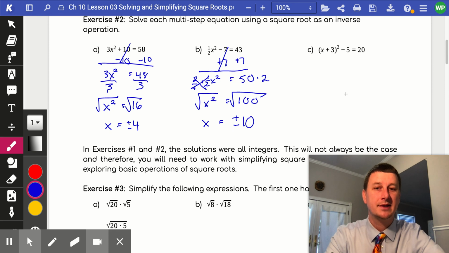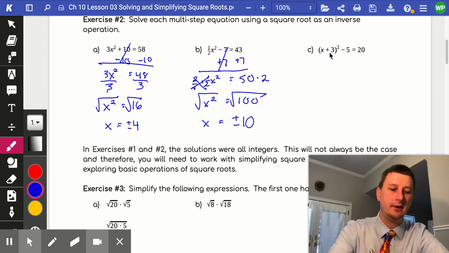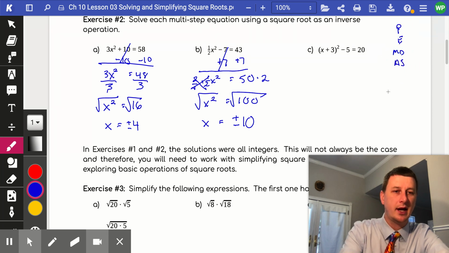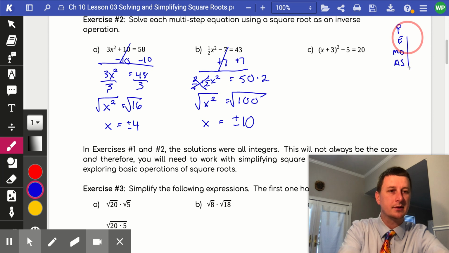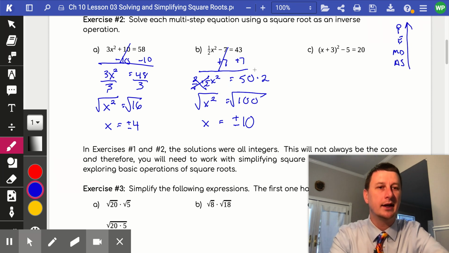Now, part C is a little bit different because now we have parentheses also. So if you're thinking about your order of operations where you have parentheses, exponents, multiplication or division, and addition or subtraction, we're solving this equation by doing this order of operations in reverse. So those parentheses are going to be the last thing that we get into.